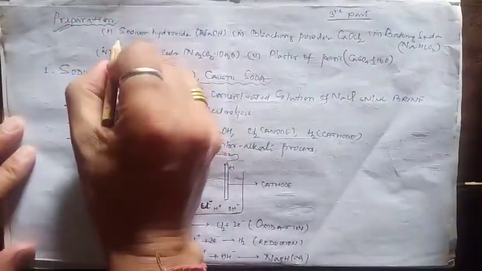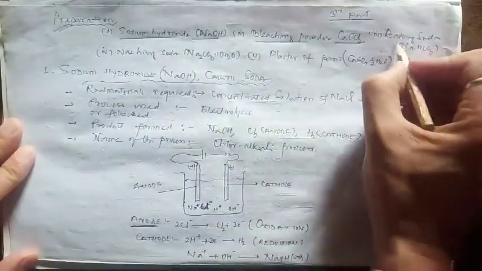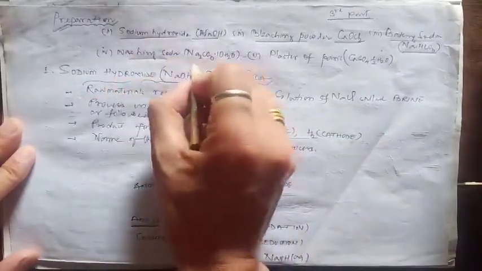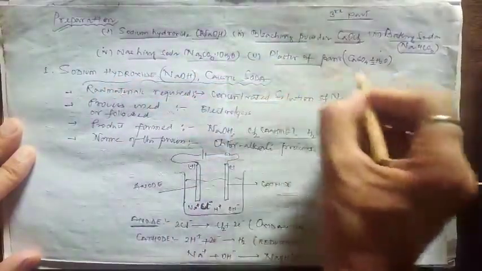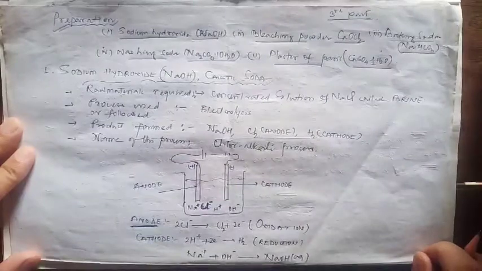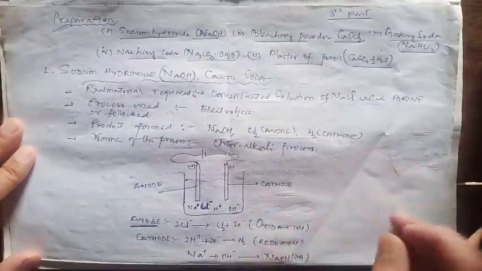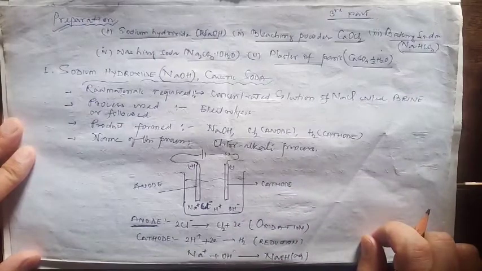Preparation of some of the important compounds. What are those compounds? It's sodium hydroxide, NaOH. We'll discuss the preparation of bleaching powder, calcium oxychloride, baking soda, NaHCO3, washing soda, Na2CO3·10H2O, and plaster of Paris, CaSO4·½H2O. So these are the 5 important compounds. We'll be discussing their preparation and their uses.